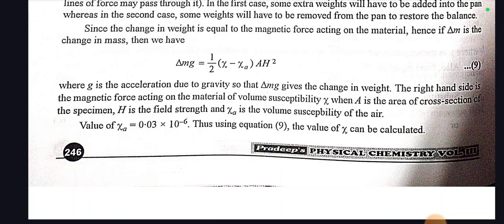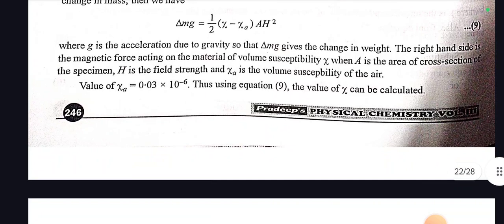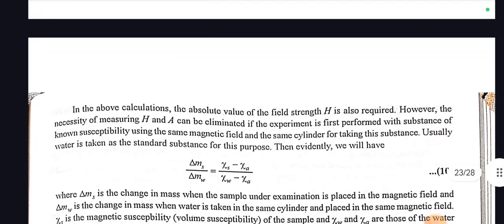The right hand side is the magnetic force acting on the material of volume susceptibility psi, where A is the area of cross section of the specimen, H is the field strength, and psi A is the volume susceptibility of the air. The value of psi A is equal to 0.03 into 10 to the power minus 6. Thus, from this equation 9, the value of psi can be calculated.